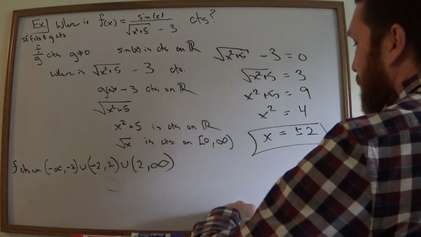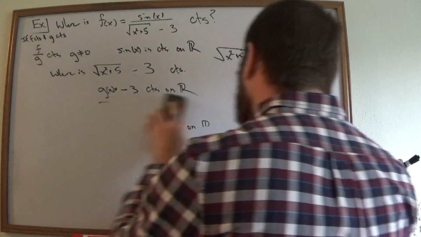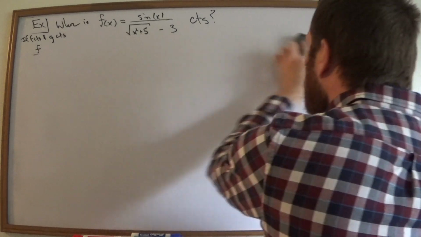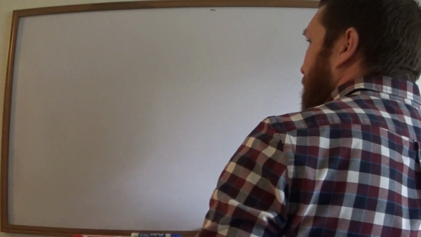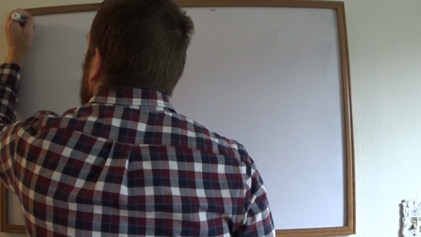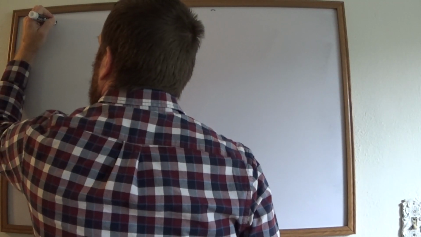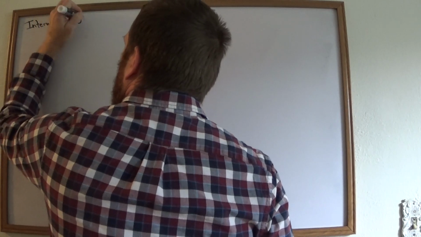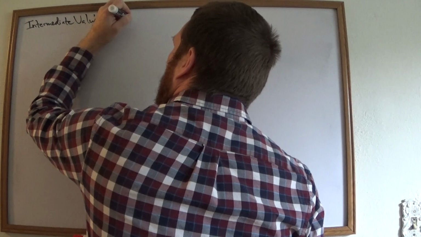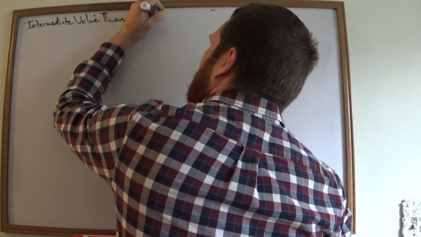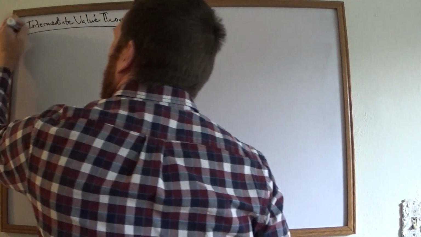Okay, here's a big one. This is such a big theorem. This theorem is so important in so many things. This is called the intermediate value theorem, and we're going to name it IVT. It's so important that we're giving it a name, IVT.